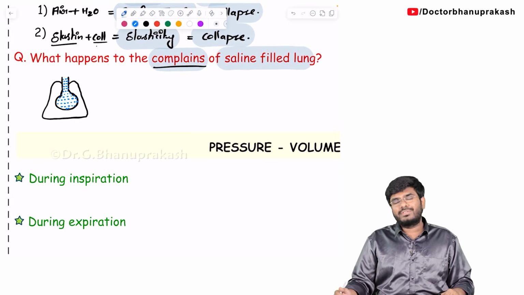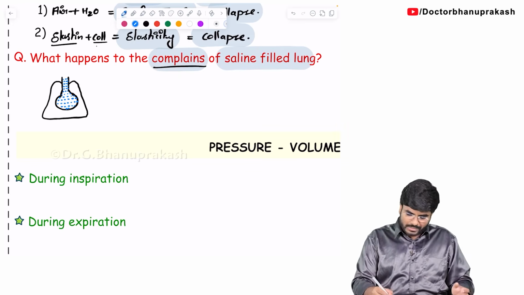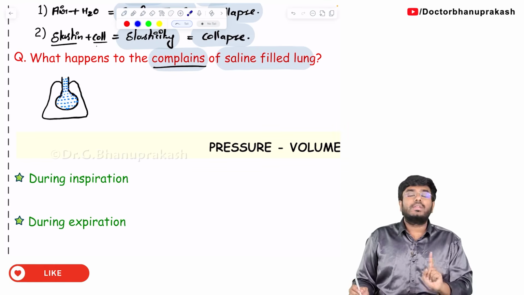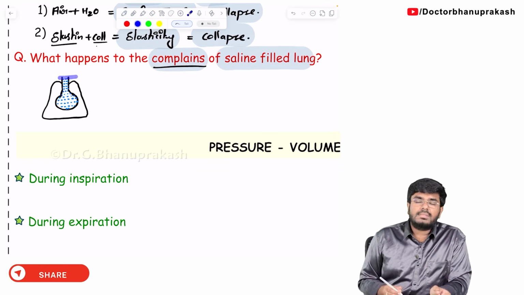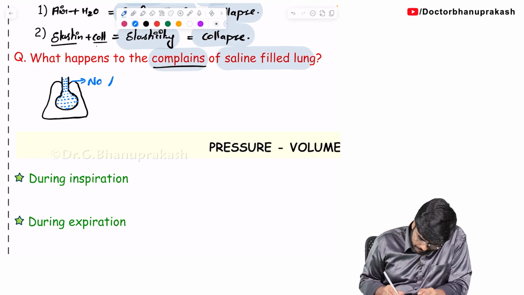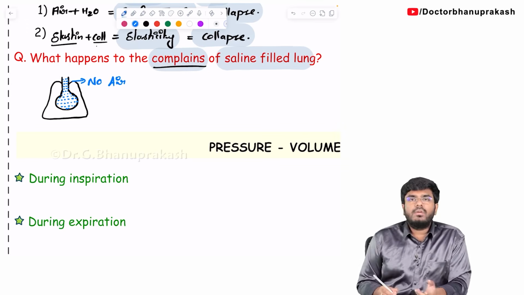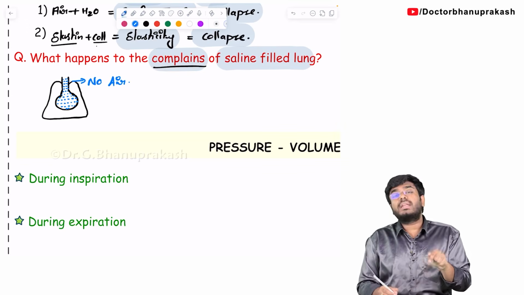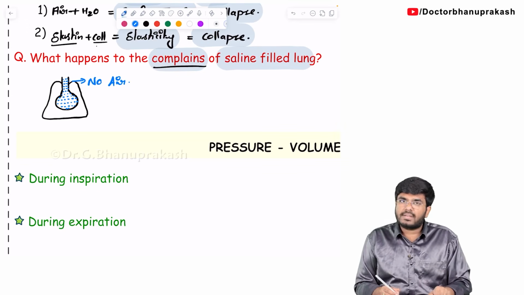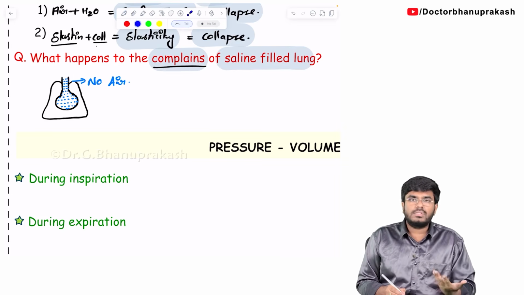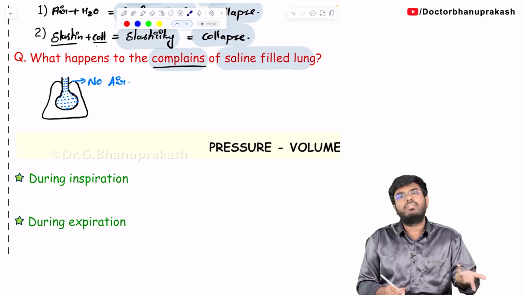Tell me. Usually students will think, sir, saline filled lungs, there is more water here, it's going to stretch the lungs. No, that's not the concept. Here the concept is, there is no air in the lungs. Now without air, tell me, is surface tension possible? It's the air-water interface that causes the surface tension. But in this condition, it's full of water. There is no air-water interface, it's just water everywhere.